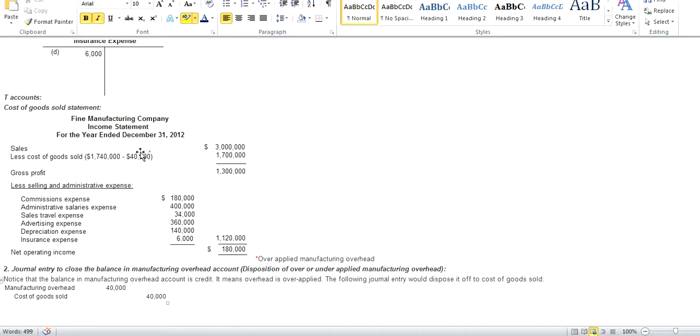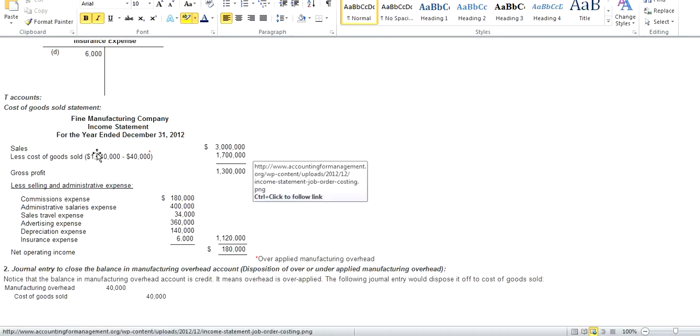So the question also asked you to create the income statement. So sales, straightforward, they gave us at 3 million. So our cost of goods sold, which we thought was the 1.74 as given in K, we reduce it by the $40,000 that we have to adjust out of our manufacturing overhead account to 1.7. So our gross profit actually ends up being 1.3 million.